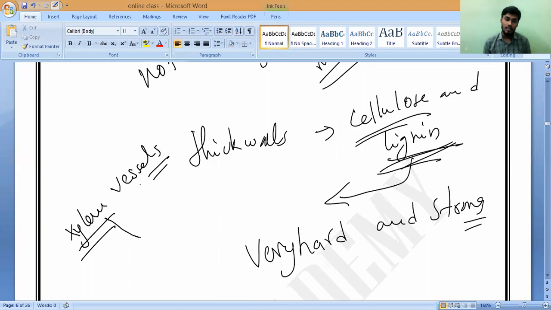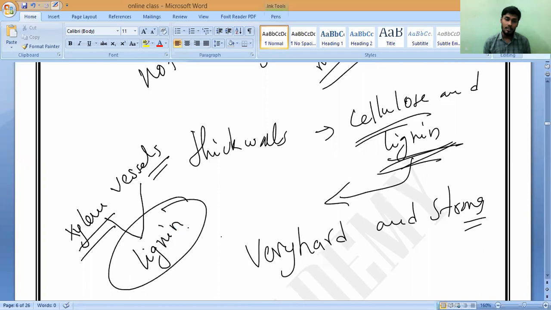Because these xylem vessels are made up of what? A substance called lignin, which is basically a very hard and strong substance.